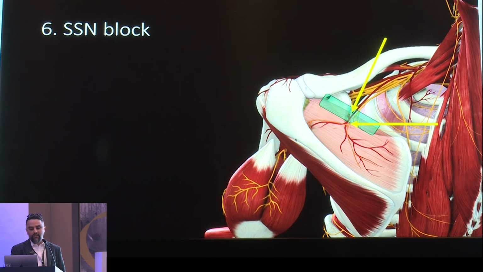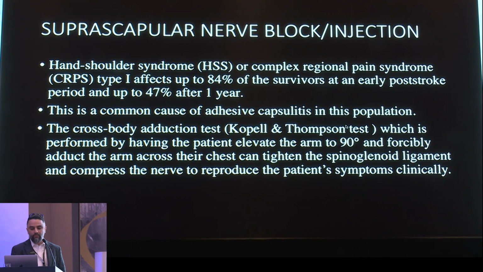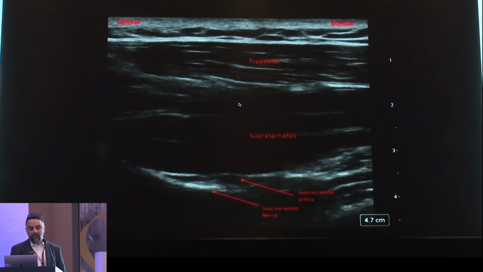So the way to do it is to probe the superior margin of the scapula. More indications like CRPS and hand-shoulder syndrome are less likely to be seen. When you put the probe from medial to lateral, you will see the transverse ligament here with the artery above it, and then the suprascapular nerve below it. This is the trapezius and the supraspinatus.